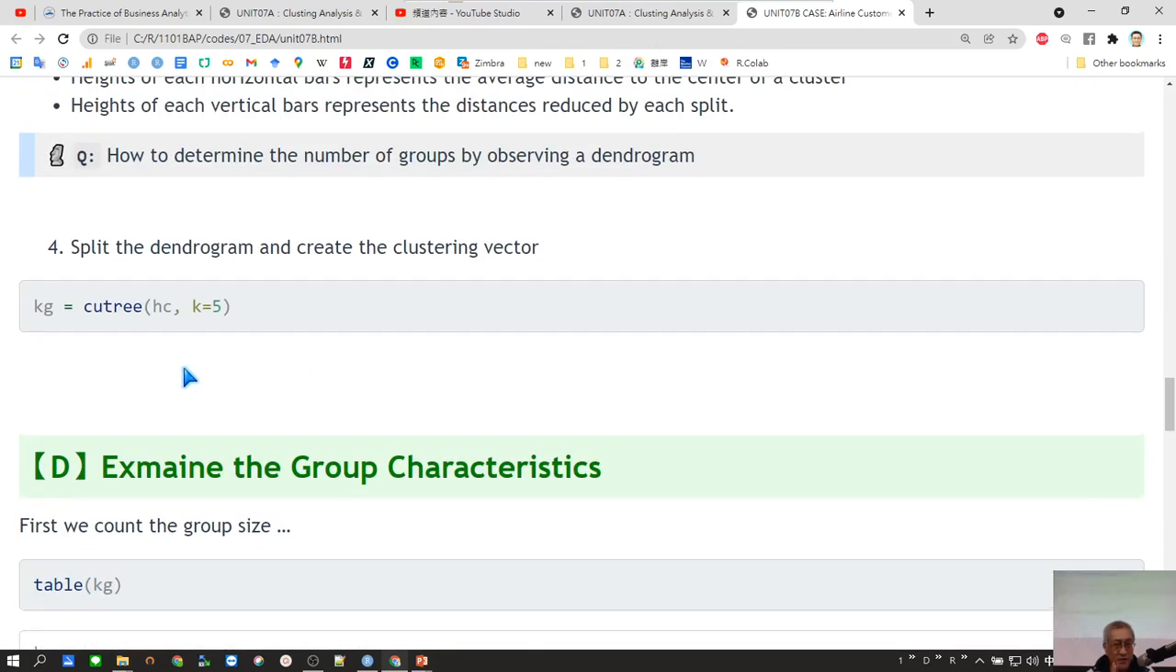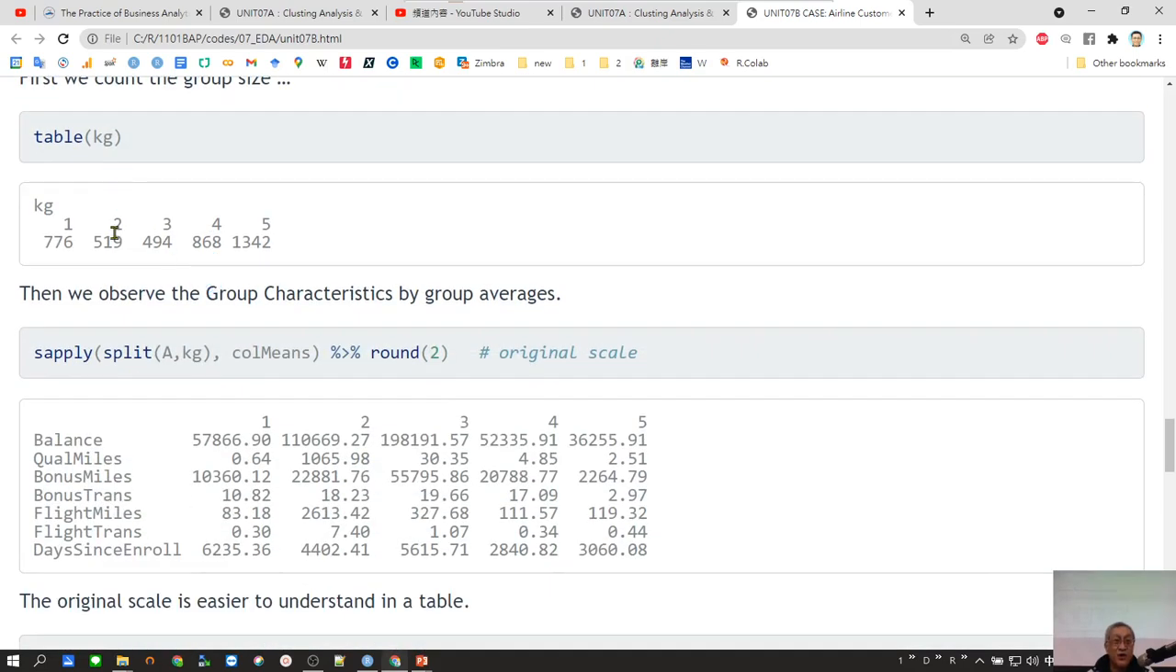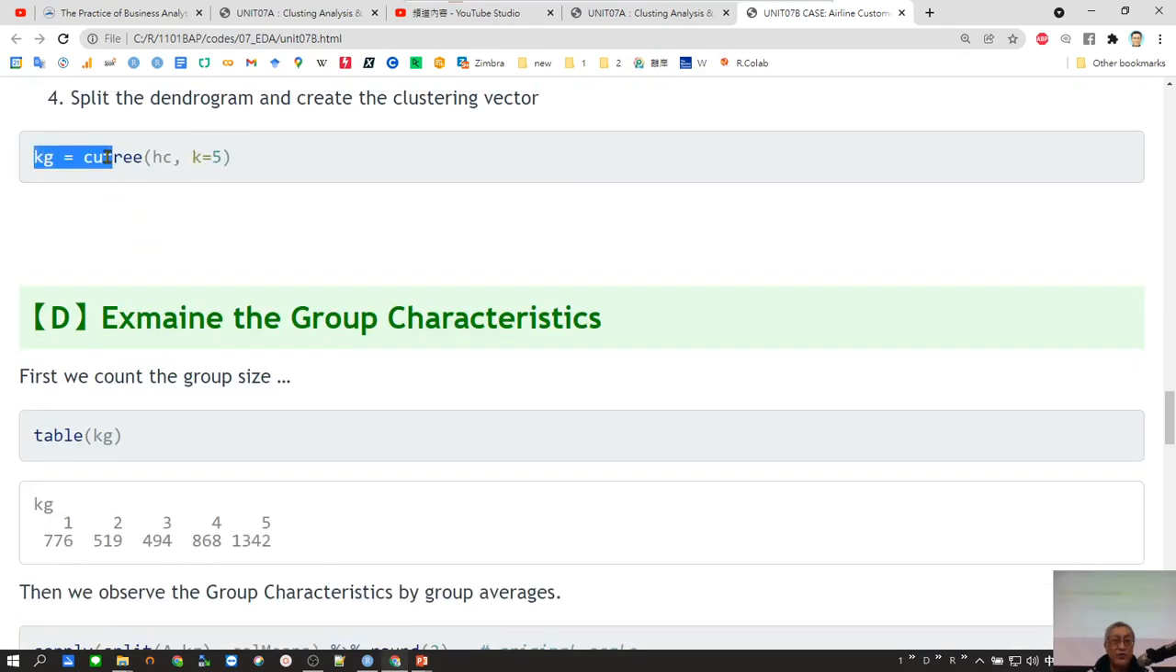For now, let's say that we want to do 5 clusters. So we can actually cut them into 5, right? This is the result of HC, and I cut it into 5 groups. Then I will have a clustering vector. And the length of this clustering vector is how long? What is the length of this cluster vector?